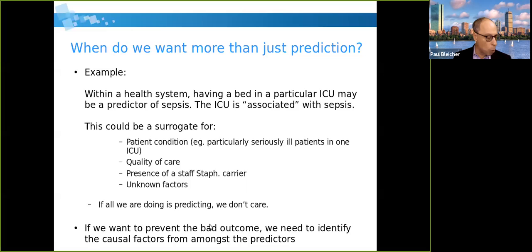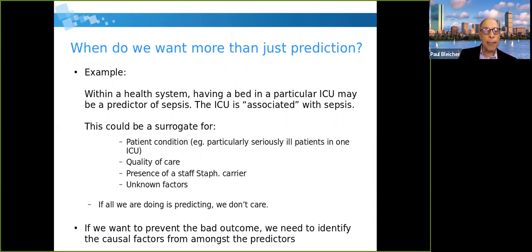So when do we want more than just prediction? Let's give you an example. Within a health system, having a bed in a particular ICU may be a predictor of sepsis. The ICU is associated with sepsis. This could be a surrogate for the patient condition. A particular ICU might get particularly ill patients compared to other ICUs in a system. It might represent the quality of care in that ICU. It might represent the presence of a staph carrier in a particular ICU, or a bunch of other factors.